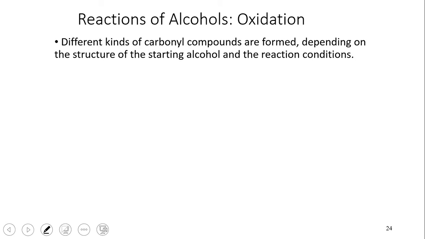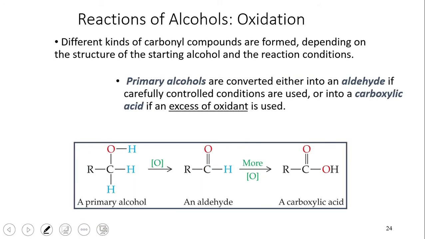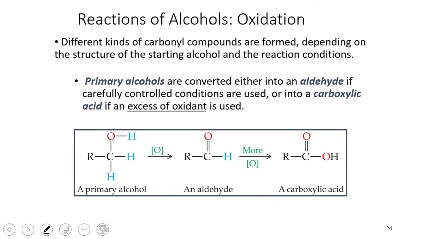Now, different kinds of carbonyl compounds will be formed depending on the structure of the starting alcohol and the reaction conditions. For example, let's start with a primary alcohol. In a primary alcohol, the OH group is at the very beginning of the carbon-carbon chain, so the carbon where the OH group is attached has two other hydrogens. Oxidation will convert this to a carbonyl group that is terminal, in other words, at the end of the chain. Therefore, it will be an aldehyde.